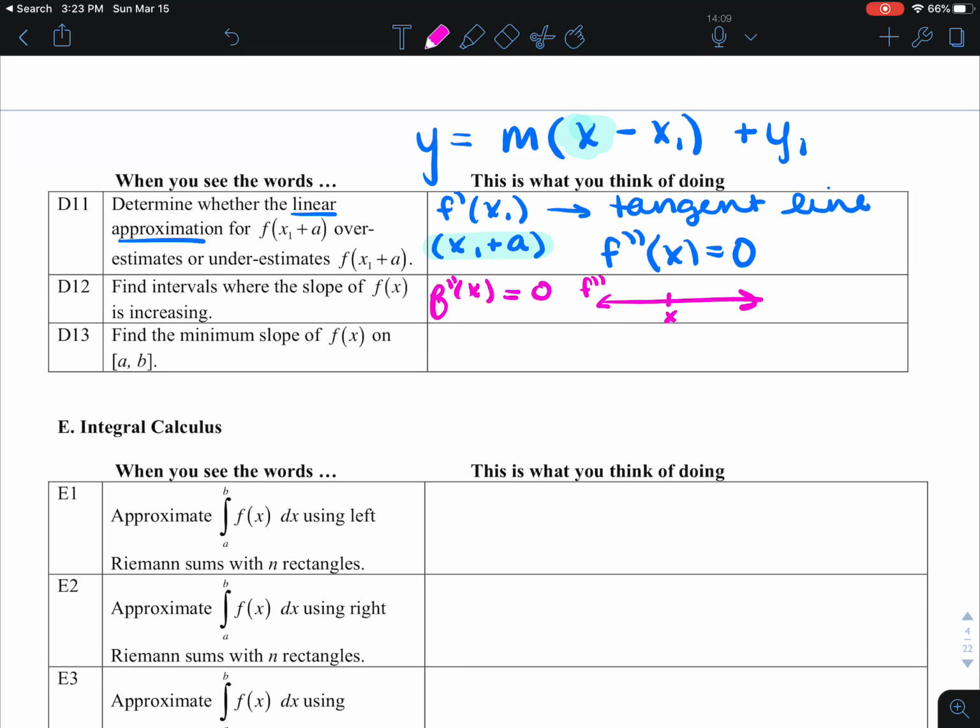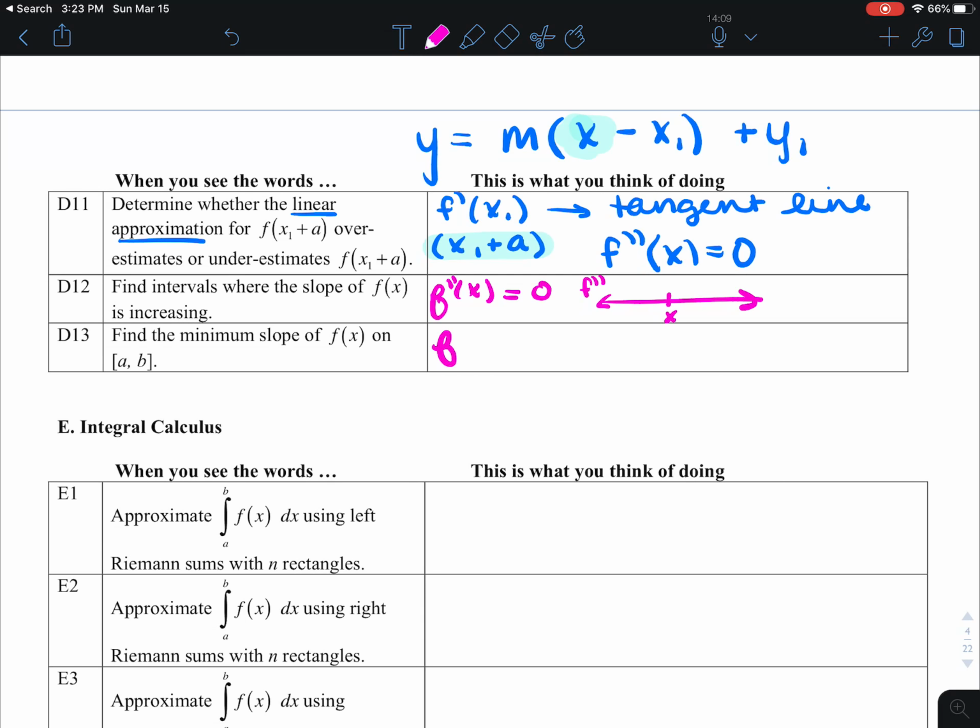D13, find the minimum slope on a to b. So you're going to find the derivative of f prime again. You're going to find the critical values of f double prime and make a sign chart. And the values where it's going to switch from negative to positive are going to be potential locations for a minimum slope. Evaluate f prime at those values, and then you'll be able to find that.